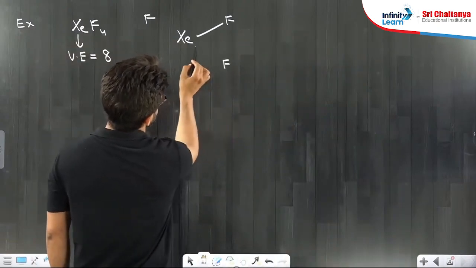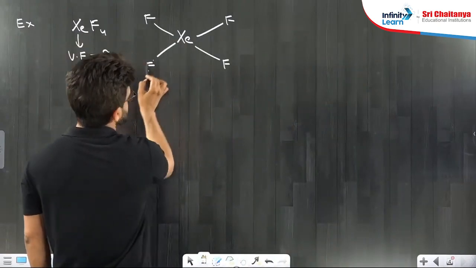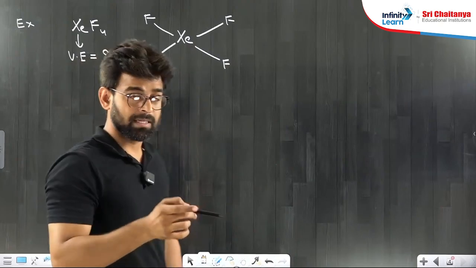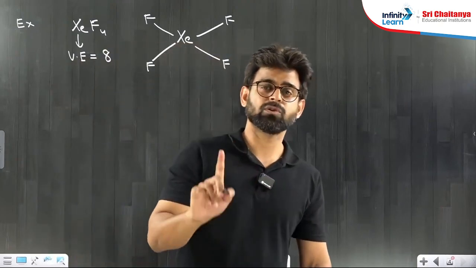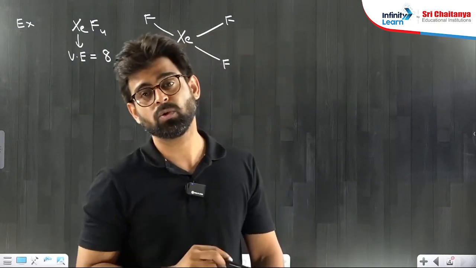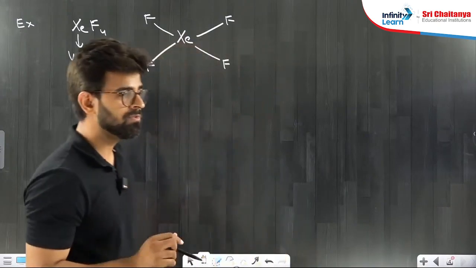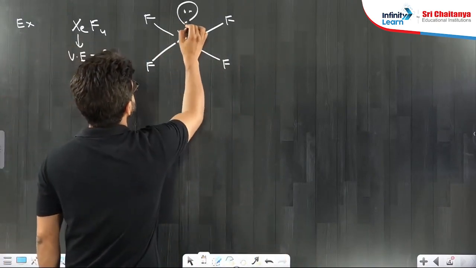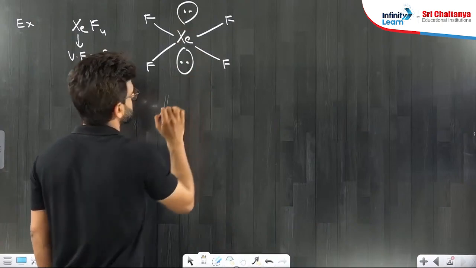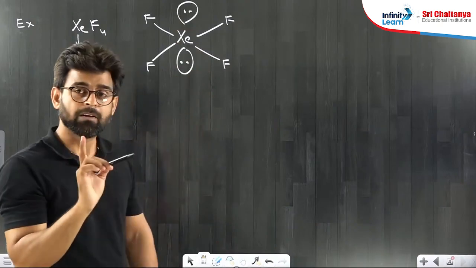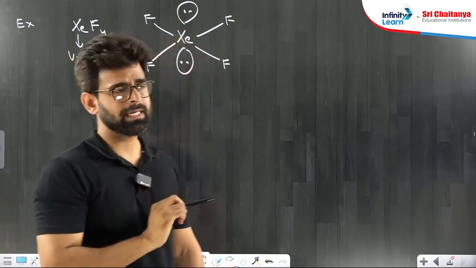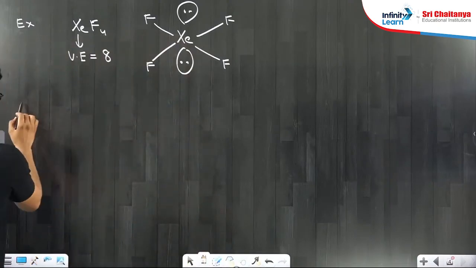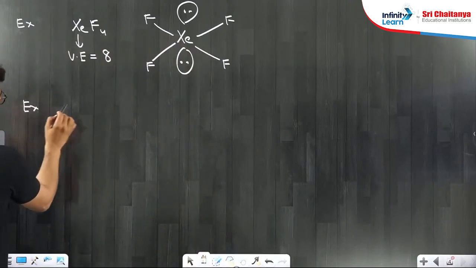Fluorine makes a single bond. In that way, I know 4 valence electrons of xenon are used. So, only 4 valence electrons remaining. Means what? How many lone pairs? 2 lone pairs. That's it. So xenon is making here 4 bonds and 2 lone pairs, right? Clear? Yes.